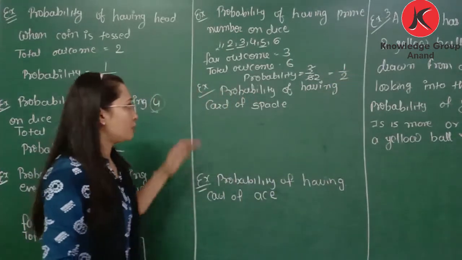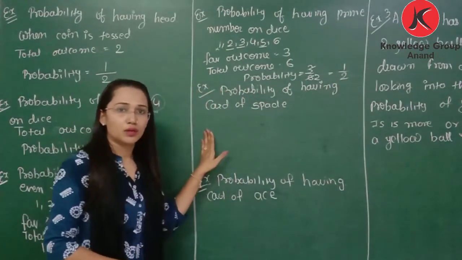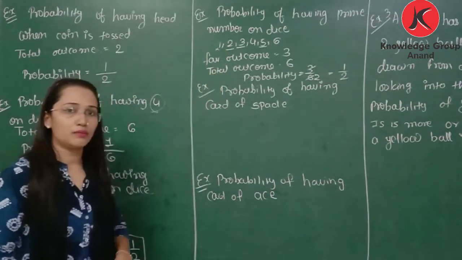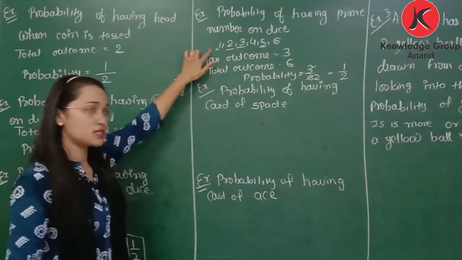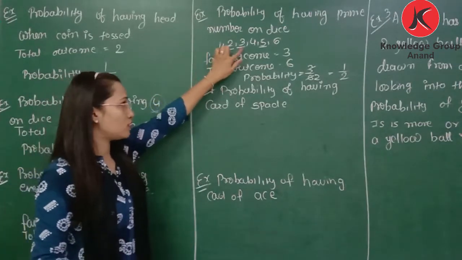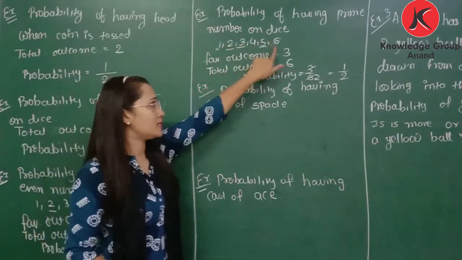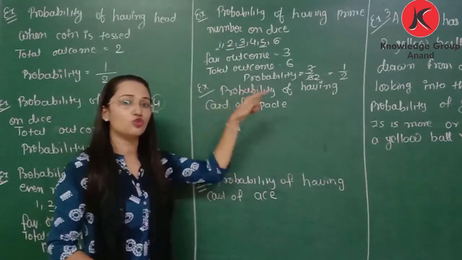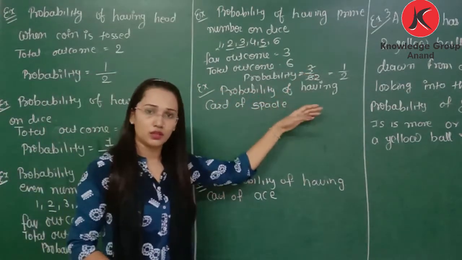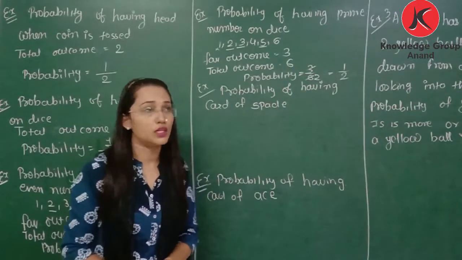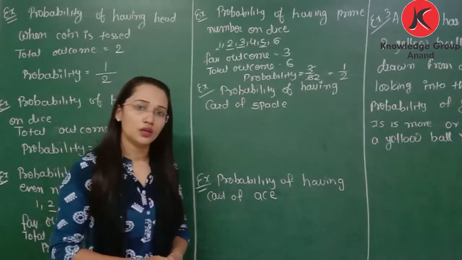Clear? If it is asked about the composite number, how many composite numbers do we have? You can see 1 is neither prime nor composite, so we cannot consider 1. 2 is prime, 3 is prime. 4 is composite and 6 is composite. So it will be 2 by 6. Clear? So the answer will be 1 by 3. So that is the probability of having a composite number on a dice.